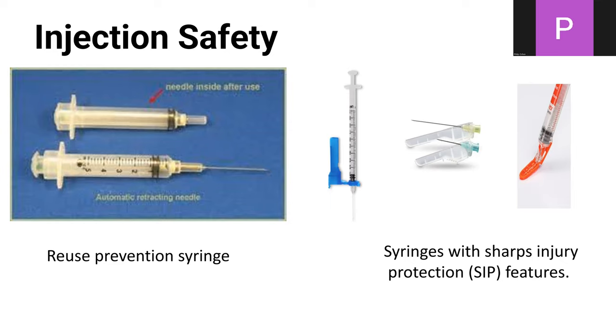The other types of needle are syringes with sharp injury protection. You can see that sheath on top, the red or orange one and the blue one. Once you've given the injection or taken the venipuncture, it caps on its own, self-capping. And so you just dispose of the unit as one. So those are safety engineered needles: reuse prevention syringes and syringes with sharp injury protection features. Next slide.